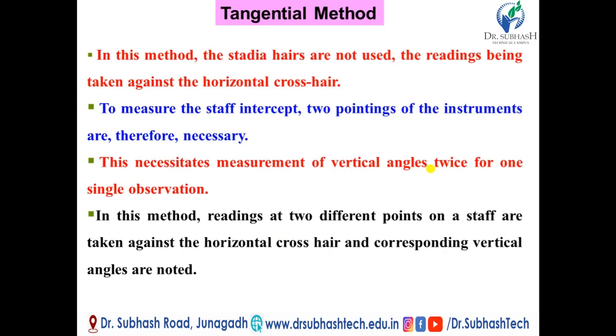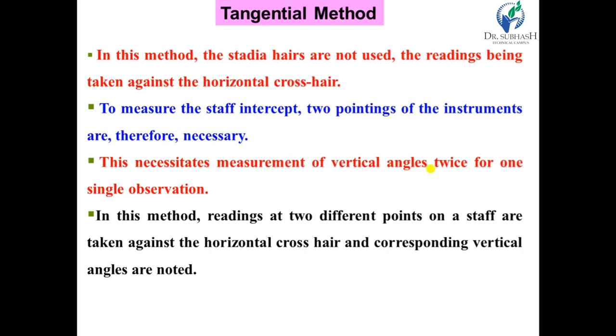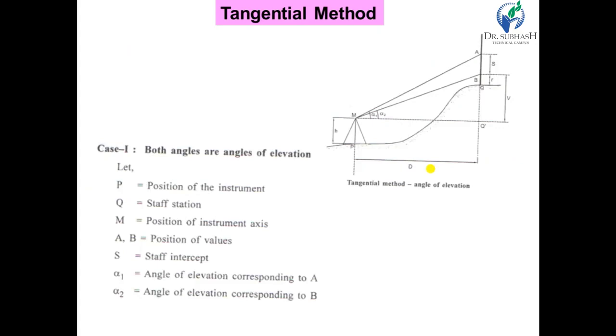Today, we are discussing the tangential method. In this method, the stadia hairs are not used. The reading is taken against the horizontal crosshair. To measure the staff intercept, two pointings of the instrument are therefore necessary. This necessitates measurement of vertical angles twice for one single observation. In this method, readings at two different points on a staff are taken against the horizontal crosshair and the corresponding vertical angles are noted. That is the simple phenomenon of the tangential method.